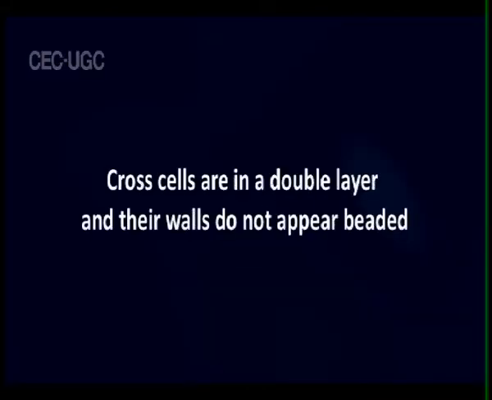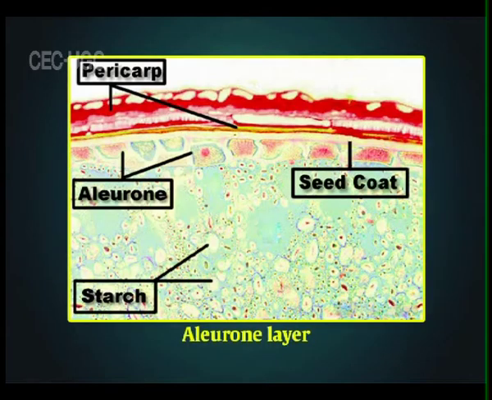Cross cells are in a double layer and their walls do not appear beaded. Only one cellular testa is present, 2 to 4 aleurone layers are present, cells being smaller.